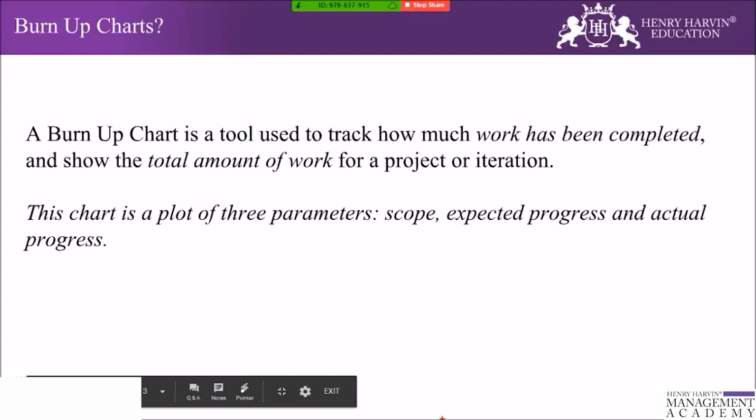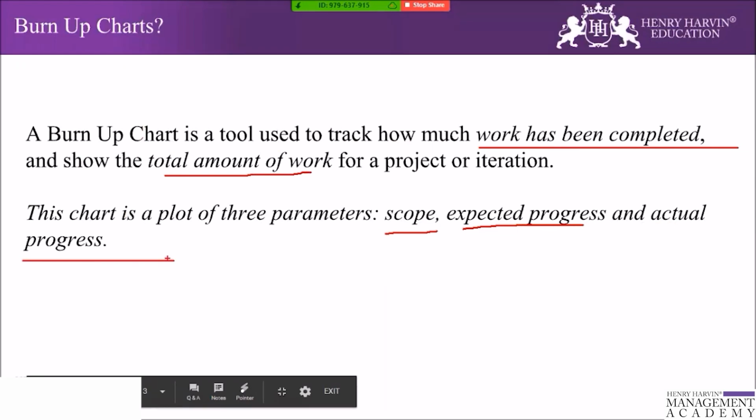The definition of a burn up chart. A burn up chart is a tool used to track how much work has been completed and show the total amount of work for the project or an iteration. And this chart is built on three parameters, which are scope, expected progress, and the actual progress.